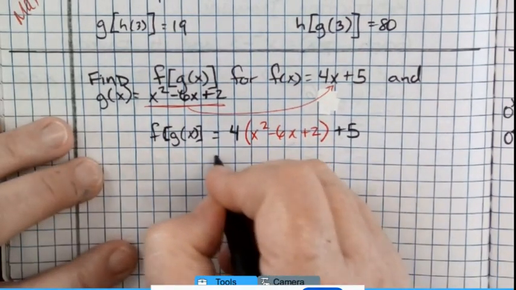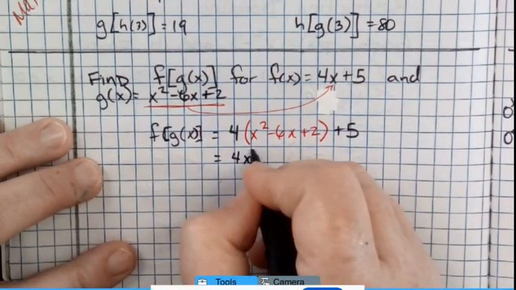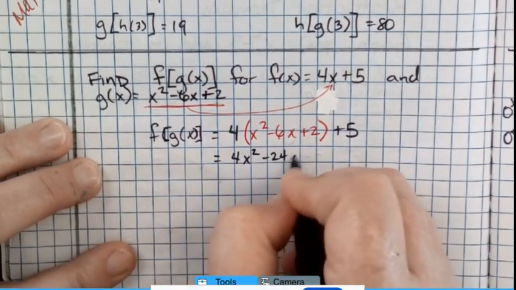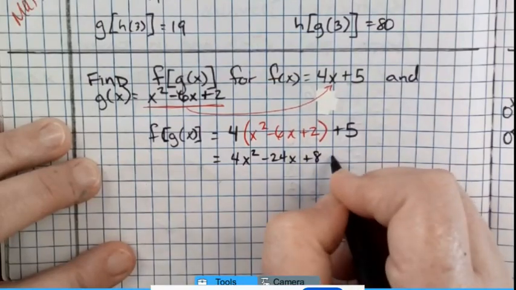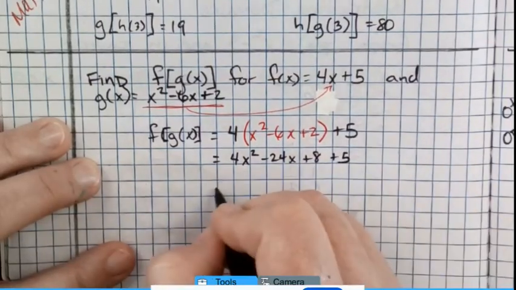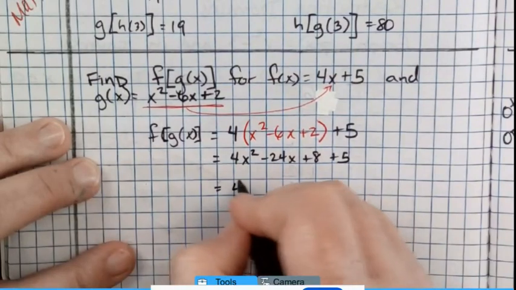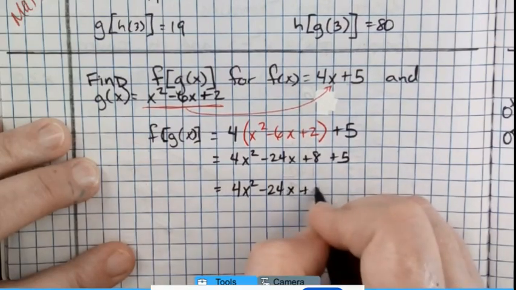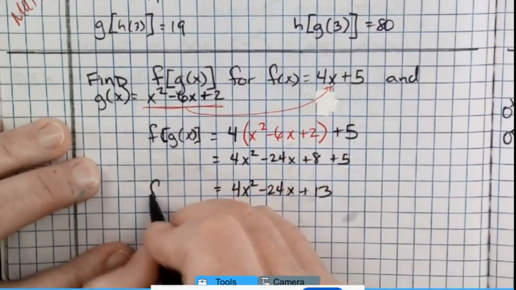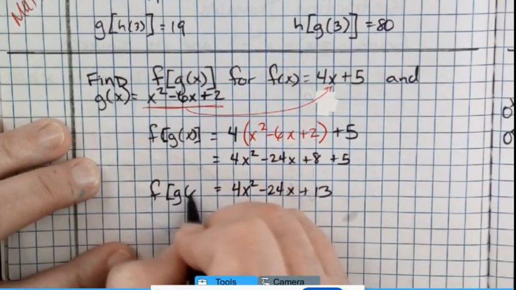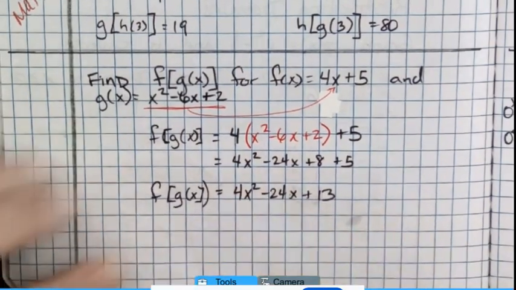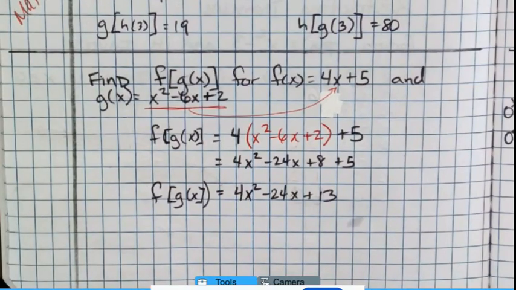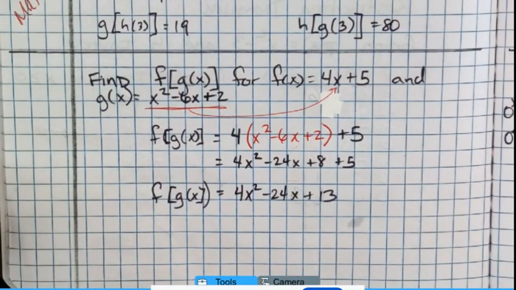So we're going to distribute, which gives us 4x squared minus 24x plus 8, and then plus 5. And then we would combine our like terms: 4x squared minus 24x plus 13. And that would be your answer. Okay. Next one.